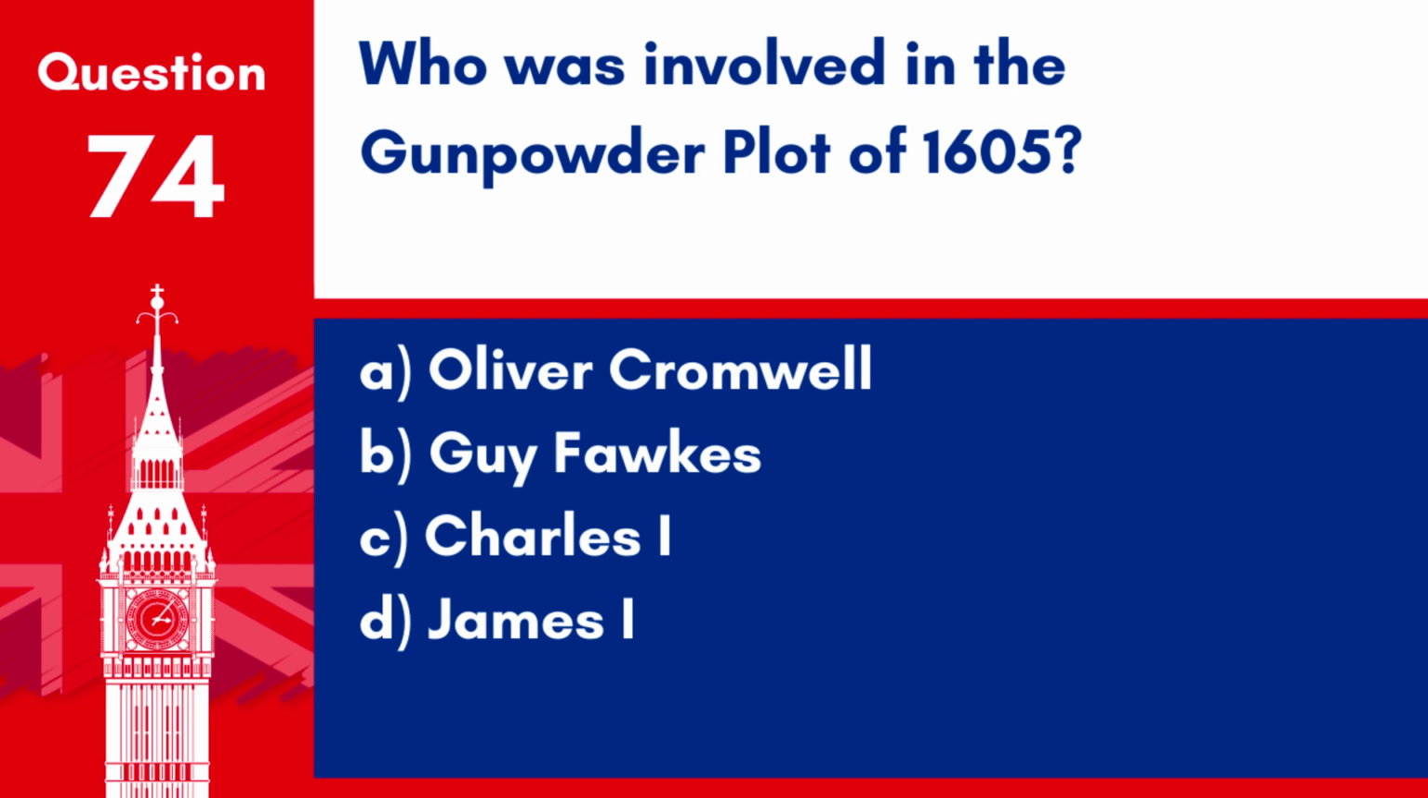A. Oliver Cromwell. B. Guy Fawkes. C. Charles I. D. James I. Answer B. Guy Fawkes. Guy Fawkes was one of the key figures involved in the Gunpowder Plot of 1605, an attempt to blow up the House of Lords and assassinate King James I.